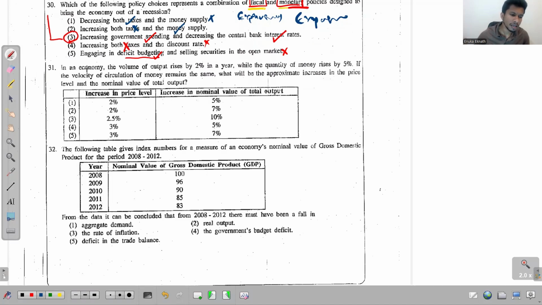Question number 31. In an economy, the volume of output rises by 2% in a year, while the quantity of money rises by 5%. If the velocity of circulation of money remains the same, what will be the approximate increase in the price level and the nominal value of output? Right. So this is again related to statistics. So if you have done the indices lesson in statistics, you should be able to understand this question precisely.